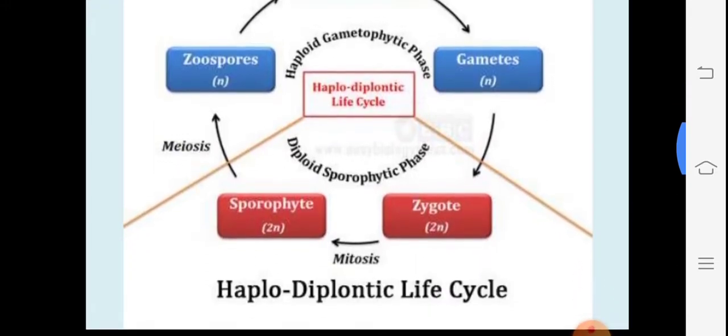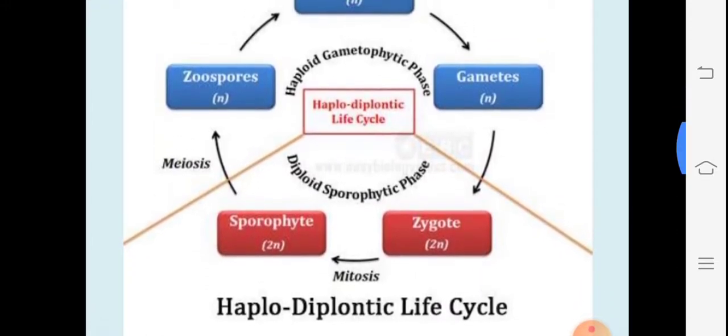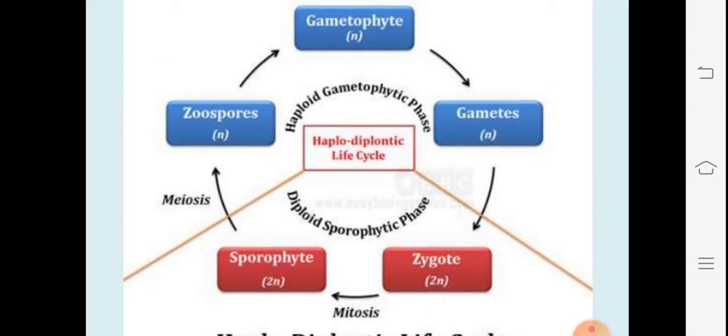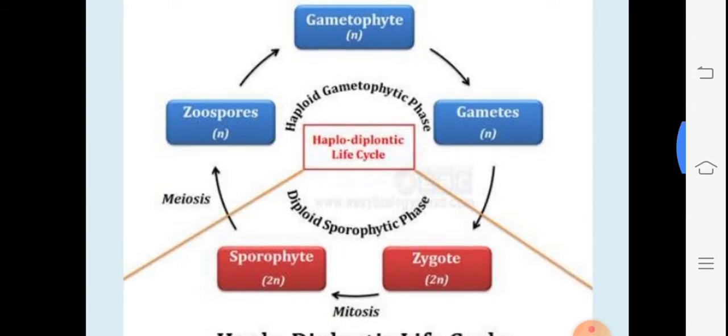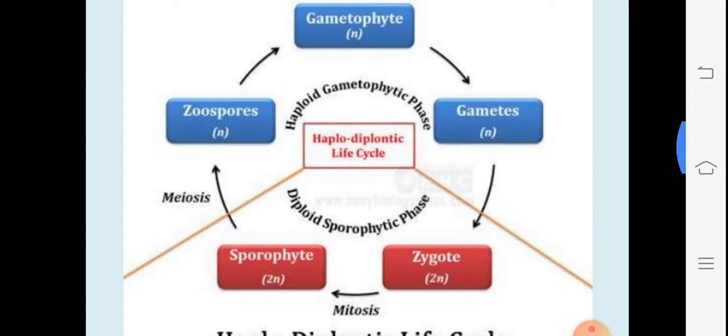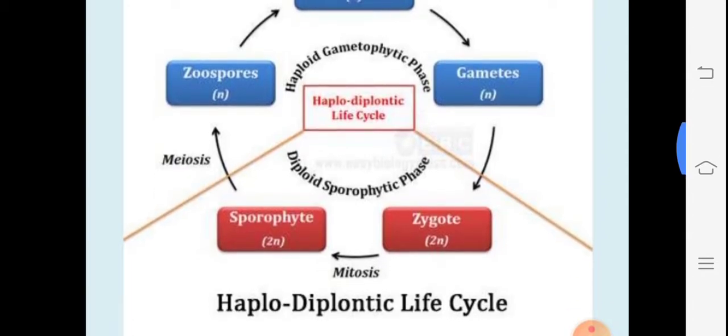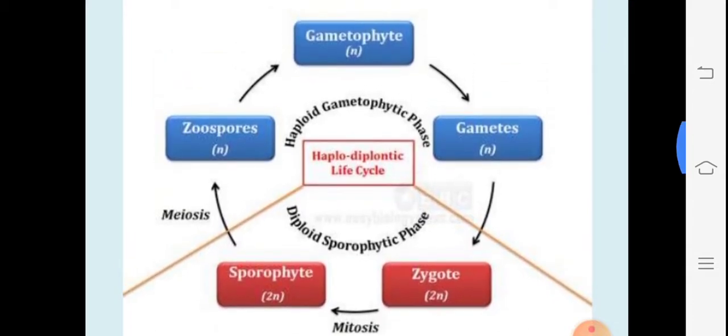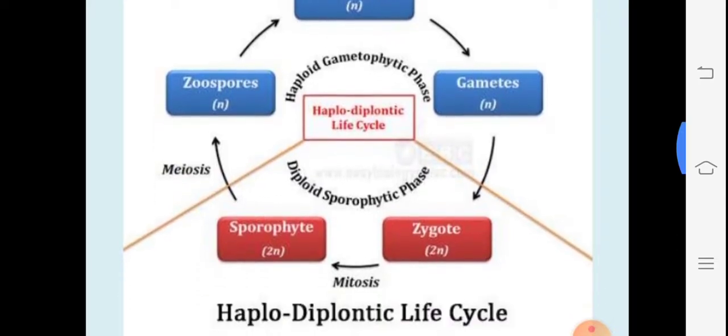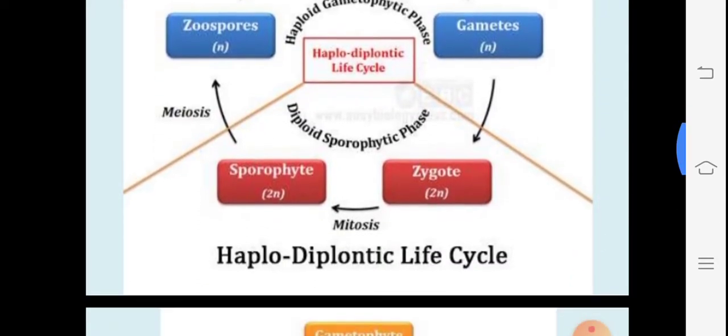Then the third life cycle is haplodiplontic. Why haplodiplontic? The gametophyte is haploid, it develops male and female gametes, so it has a haploid gametophytic phase, and later after fusion it shows zygote formation. The diploid zygote divides by mitotic division and gives rise to a sporophyte, which is also diploid. In the sporophyte there is reductional division, by meiotic division, so it forms haploid zoospores and gives the haploid gametophyte, so it is called haplodiplontic.